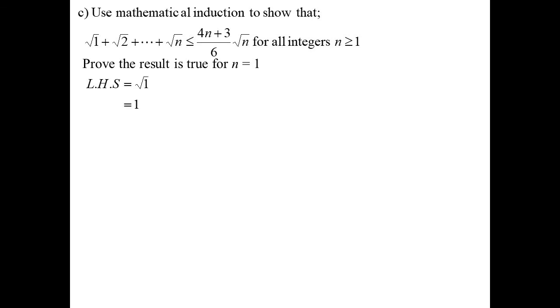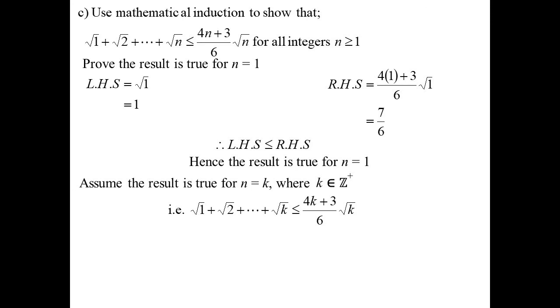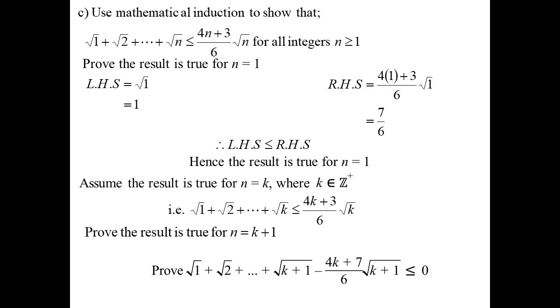All right, so prove it true for 1. Left-hand side, square root of 1, which is 1. Right-hand side, we get 7 on 6. So, yep, true for n equals 1. Assume it's true for k, where k is some positive integer. So there's my assumption, and we want to prove it for k plus 1.